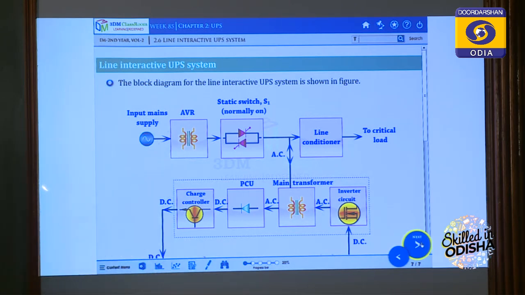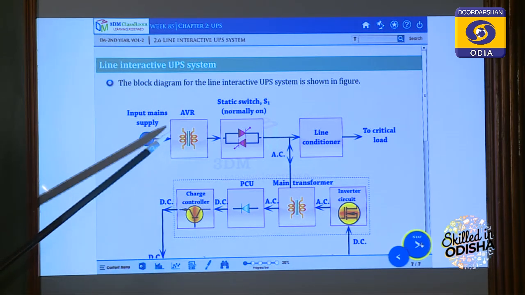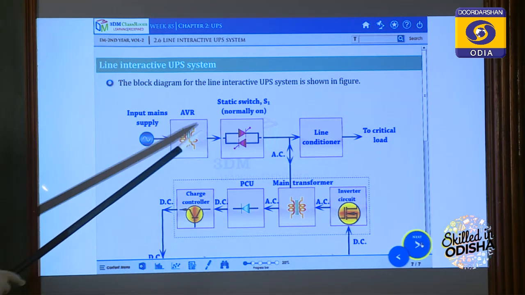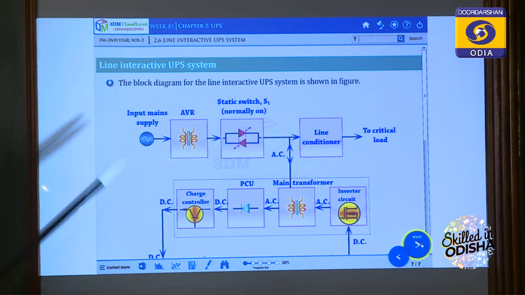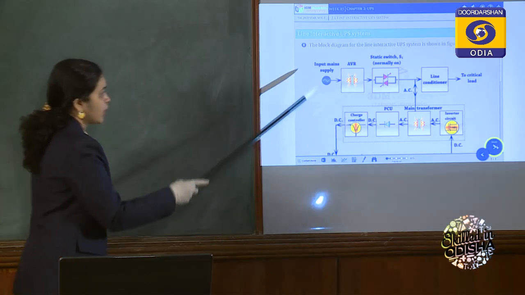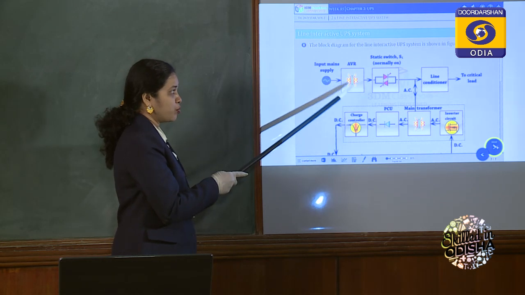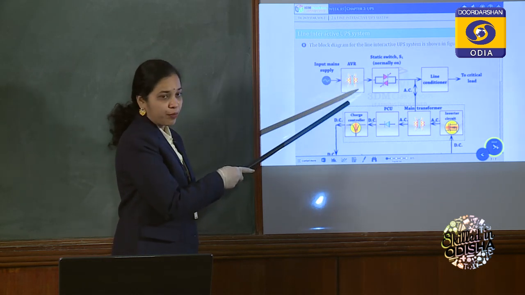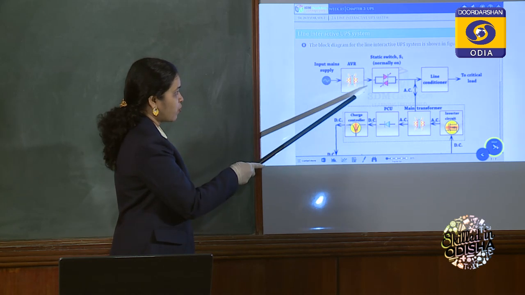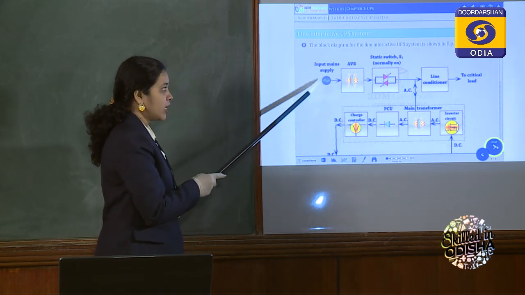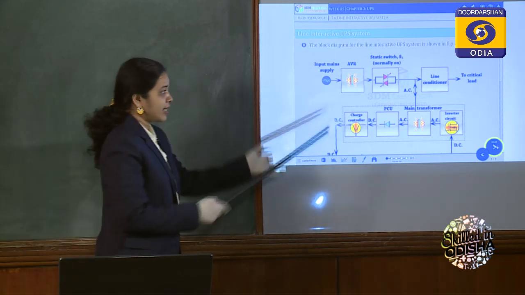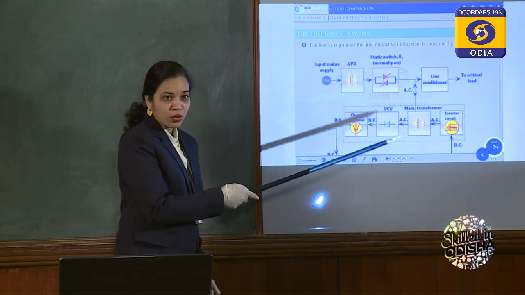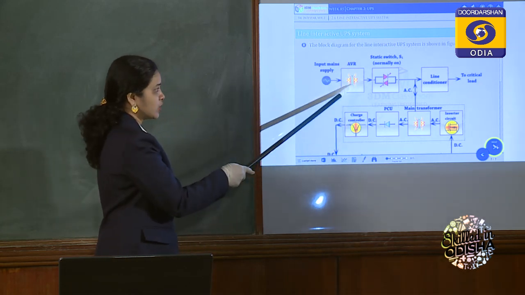The AVR is generally an auto-type transformer in which many secondary coils or tappings are there, and it acts as a voltage regulator that controls voltage. For the input main supply given to the AVR, it uses these multiple tappings to control the output voltage. When the input voltage is less, it increases the output voltage; if it is more, it decreases the output voltage.